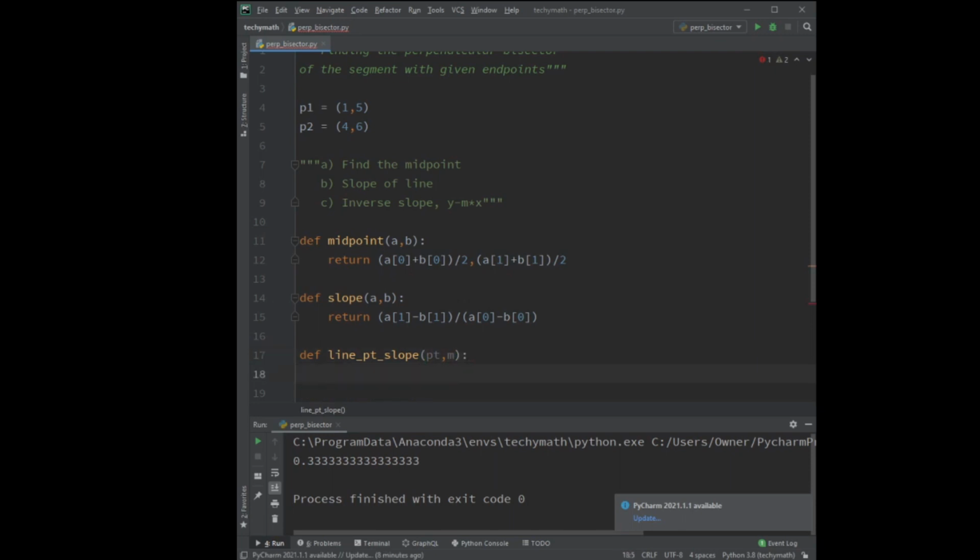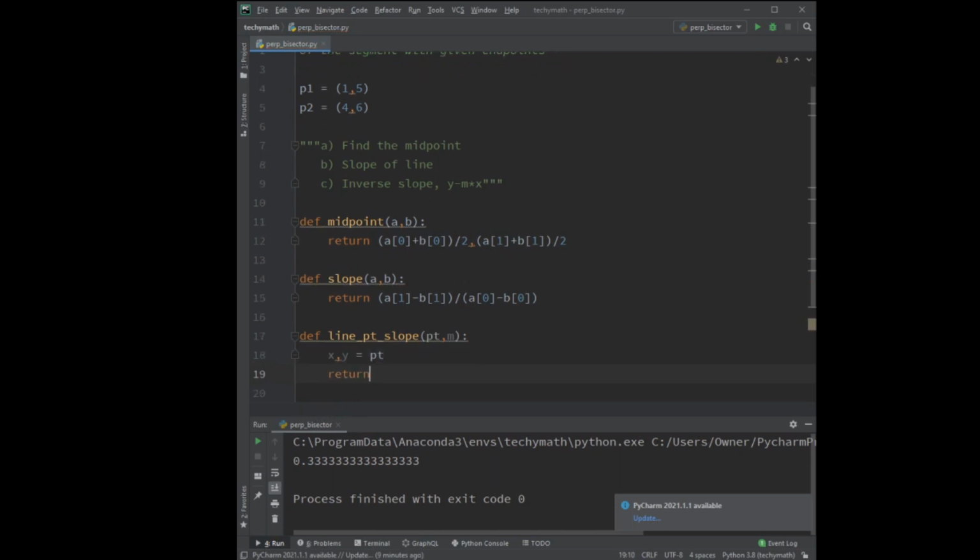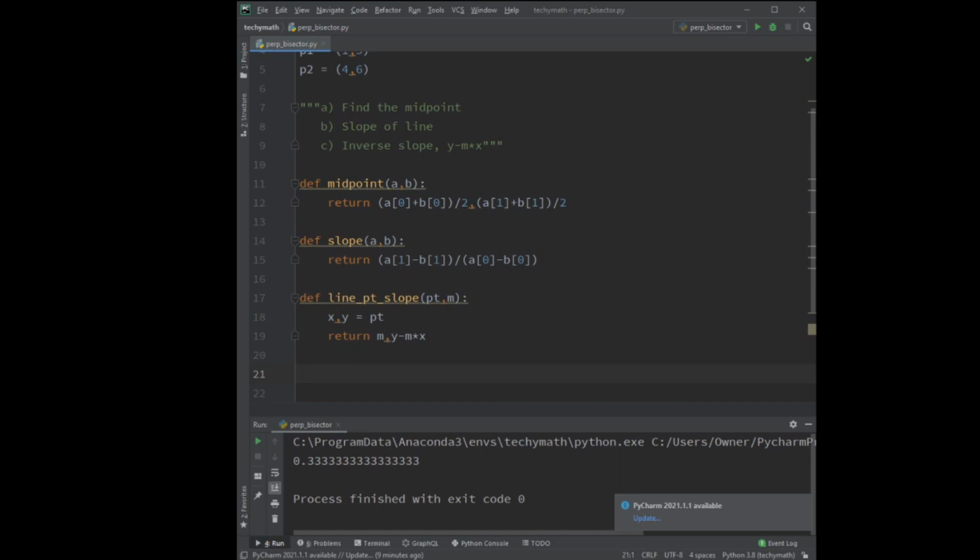This time I'm not going to fuss with all the indexes. I'm just going to assign x and y to be the first thing and the second thing in the point, like that. So we could do this all in one line, or we could do a perpendicular bisector function, but it's going to put all those three together. Why not?